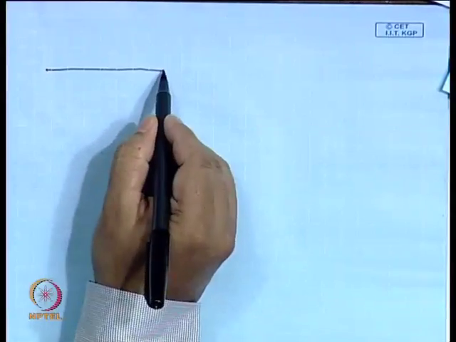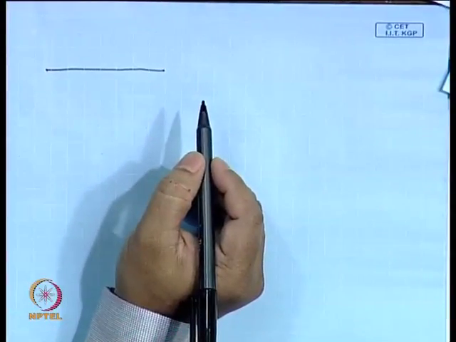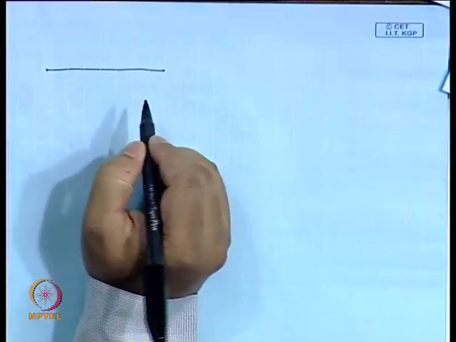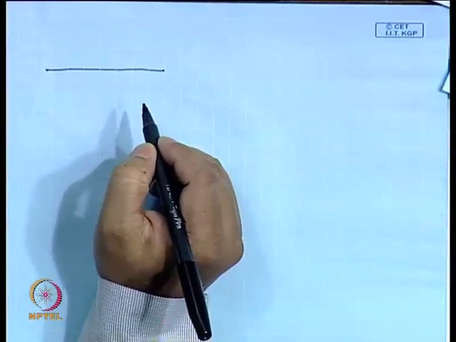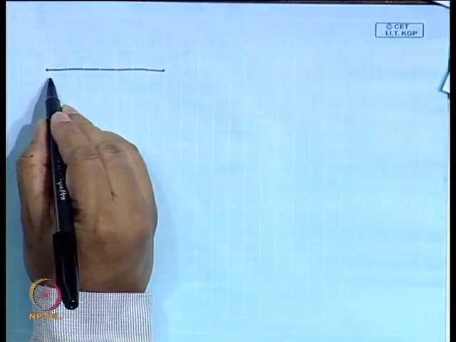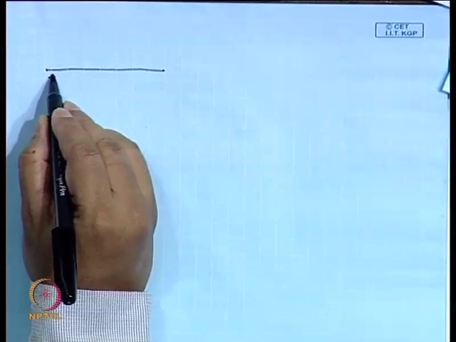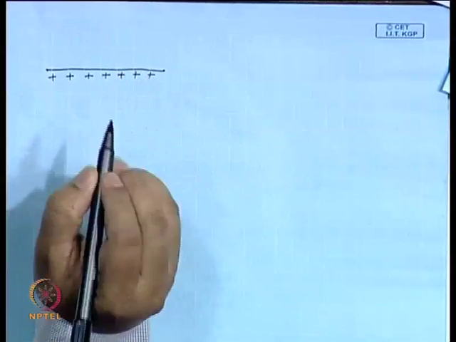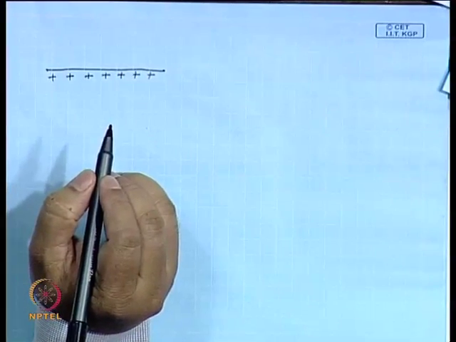Now, first let me tell you what will happen here. For some reason, this surface will acquire some charge, maybe positive or negative. What could be the reason of this charge developing on this surface? There are various reasons possible.